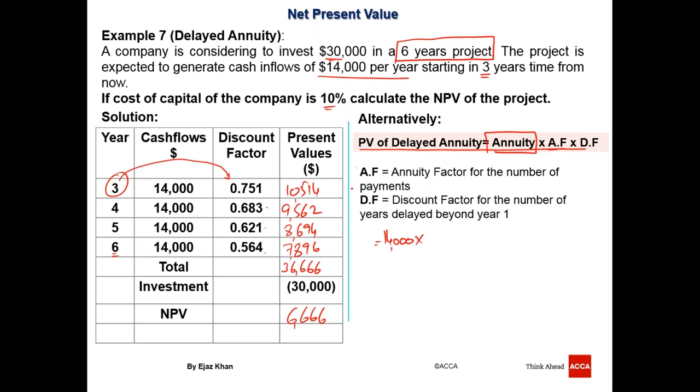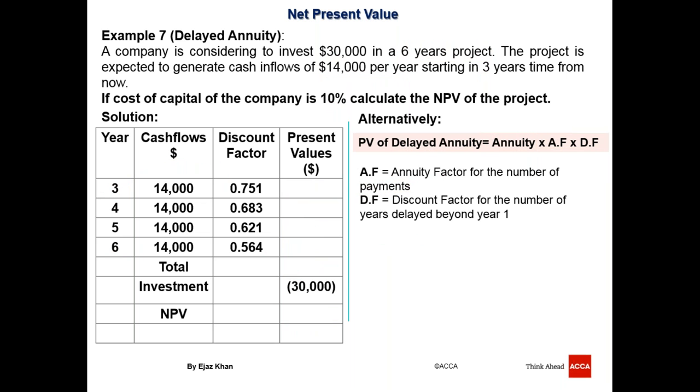Annuity factor for the number of payments. So we need to find out the number of payments that we're going to receive throughout the life of the project. Since it's a 6 year project, and we were told that the first payment will be received at the end of year three, out of 6 years, we won't be getting anything for the first 2 years. That is, we won't be getting two payments. So out of six payments, we won't be getting two payments. That means we will be getting four payments. So we have to take annuity factor for 4 years and not 6 years. Remember this. The annuity factor should be for the number of payments. So there are four payments in this project.